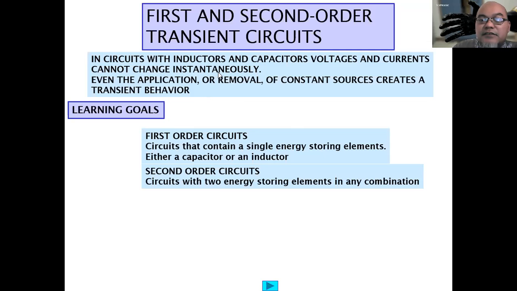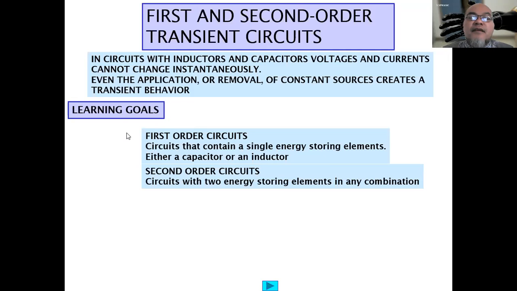In a circuit with inductors and capacitors, voltages and currents cannot change instantaneously; they change with time. Even when you switch on the circuit, the voltage or the current does not change immediately to that particular value. It changes slowly with time, which depends on the value of the resistor in series with it, or the capacitance value itself, in the case of an RC circuit. So even the application or removal of constant sources creates a transient behavior.